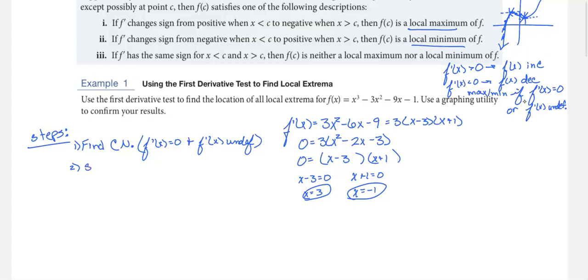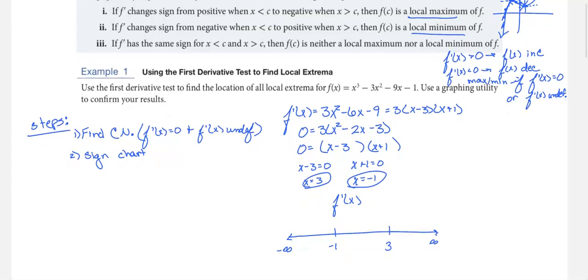The second thing you're going to do is create a sign chart. We're doing a sign chart for the first derivative, so I'm going to label it. That sign chart is going to go for the entire domain of the function. This is a polynomial, so my domain is from -infinity to infinity. Those critical numbers are going to go on the sign chart. If we had any vertical asymptotes or breaks in the graph, we would put those on there as well.